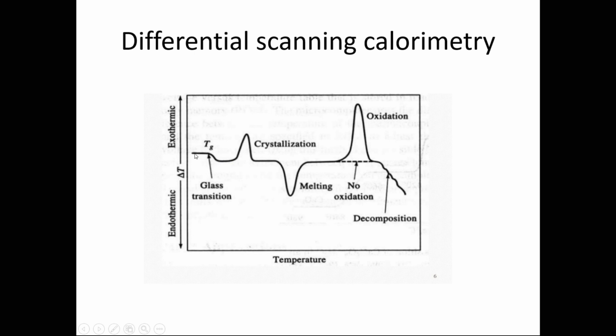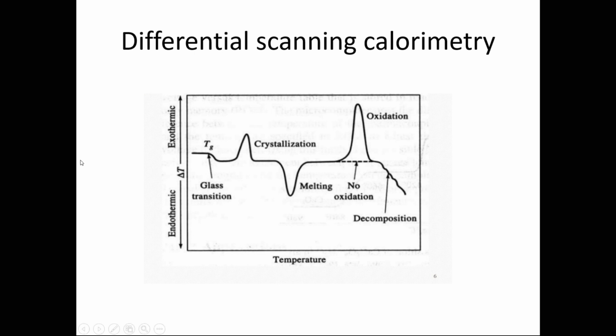But also the first event: we have a baseline a bit above, and then there's a stepwise shift to the lower levels of baseline. So stepwise shifts in the baseline in DSC typically indicate that there's a glass transition happening. So in this case, this little step is showing the glass transition, and it will correspond to the glass transition temperature.